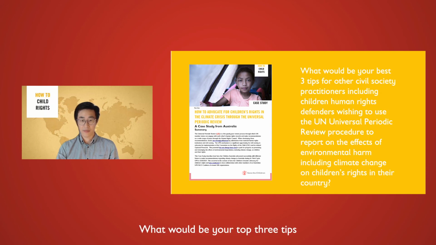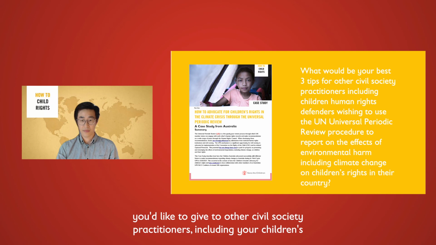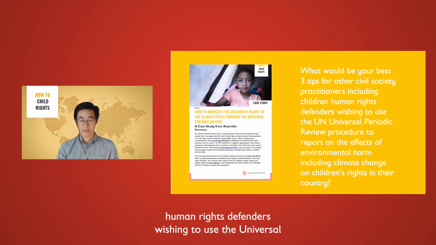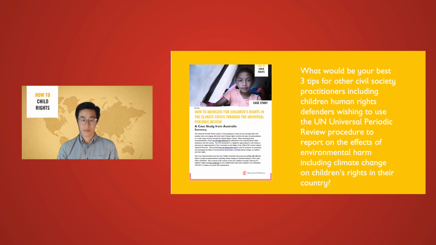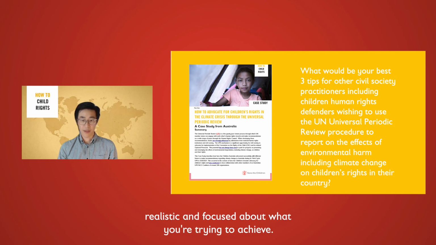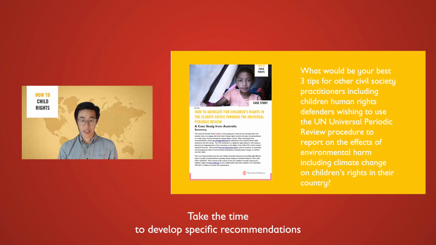What would be your top 3 tips you'd like to give to other civil society practitioners, including children's human rights defenders, wishing to use the Universal Periodic Review procedure to report on the effects of environmental harm, including climate change, on children's rights in their country? First, be clear, realistic, and focused about what you're trying to achieve. Take the time to develop specific recommendations that you want other states to make to the country under review, and be consistent in how you advocate for them.